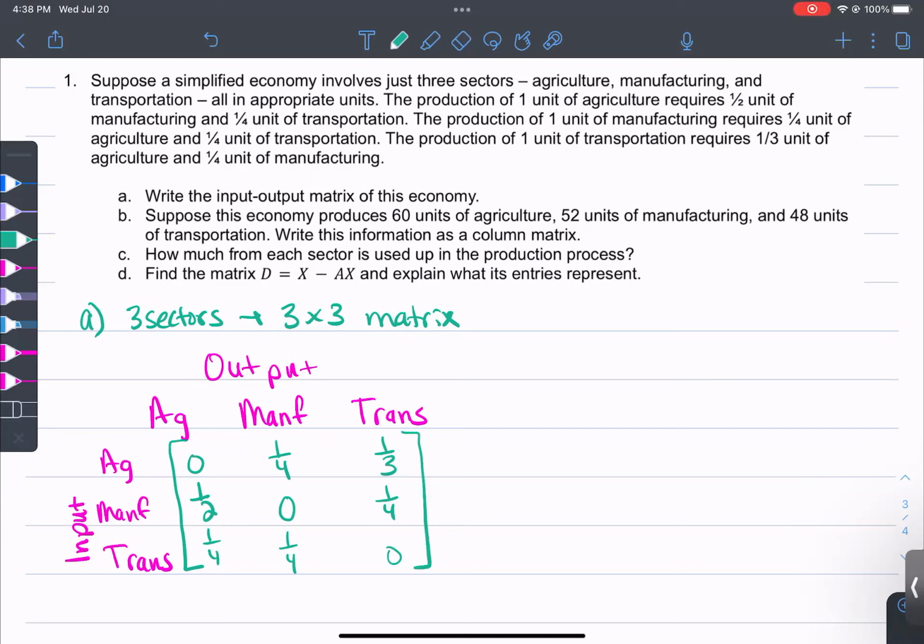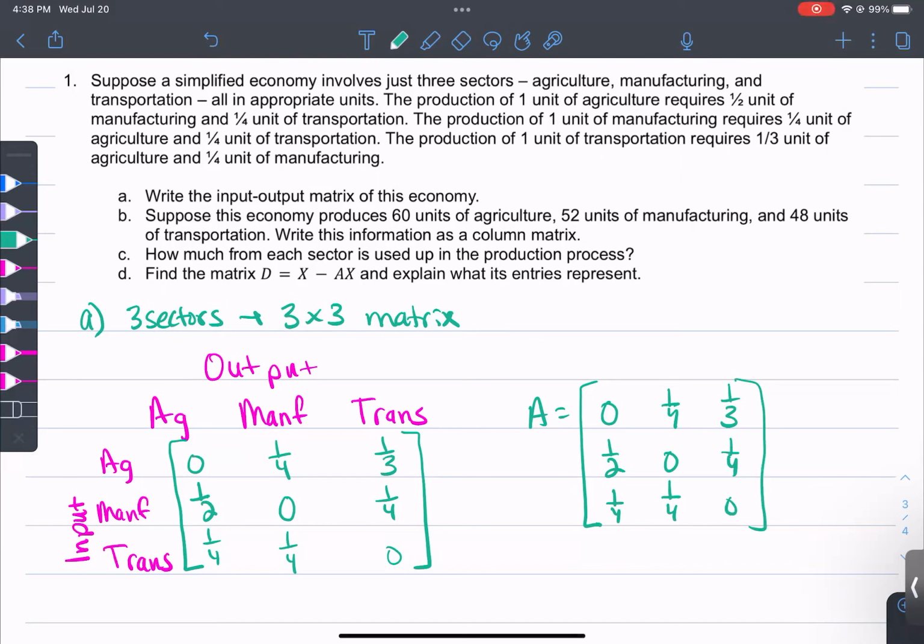So A is going to represent our input-output matrix, and it's going to be exactly what I wrote down right there. It's a good idea to label your rows and columns in the words of the problems like I did, so that when you get to your solution, you can refer back to that and see how you organized your information.